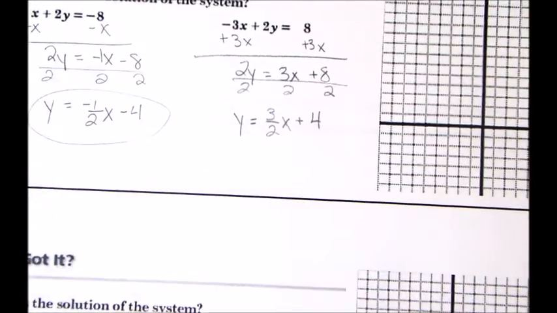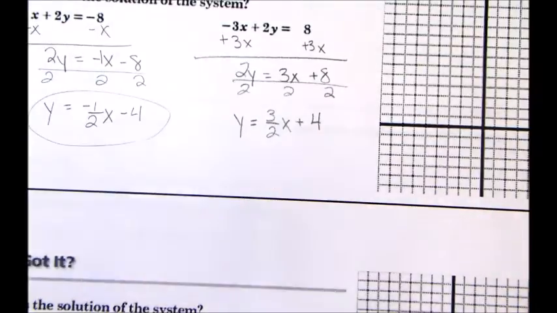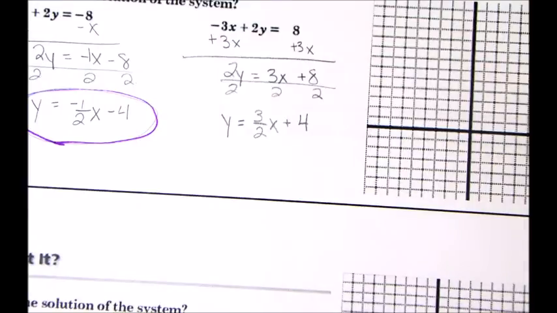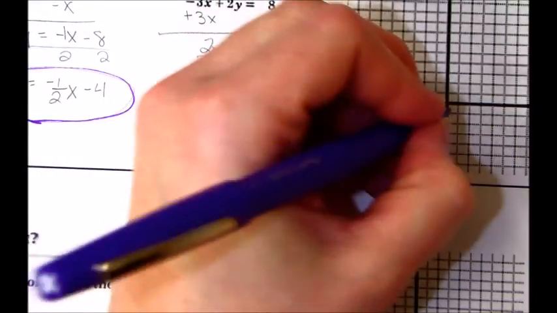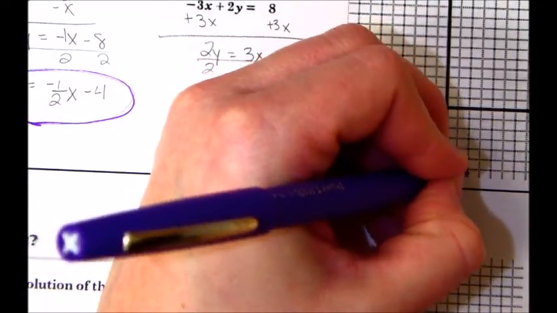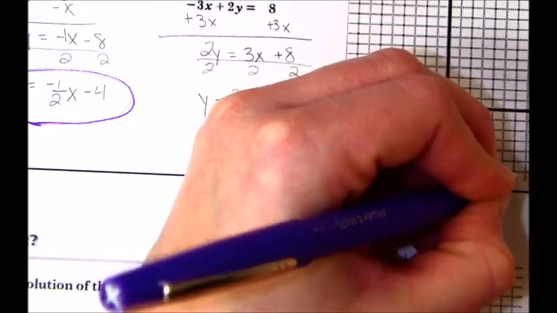Let's graph the first equation. I'll use a purple marker, struggled there, to graph this equation. Go down on the y-axis 4 units. You should be very familiar with this. Descend 1 unit and go right 2 units. Go down and right, down and right.